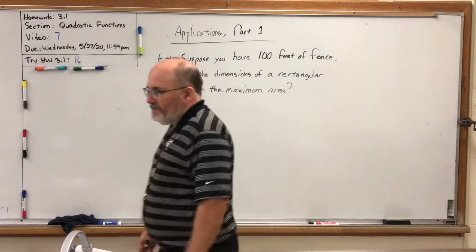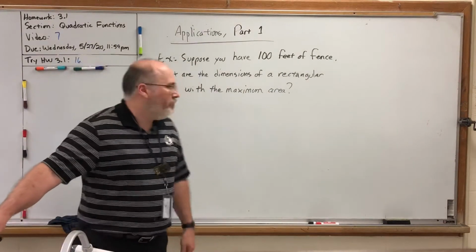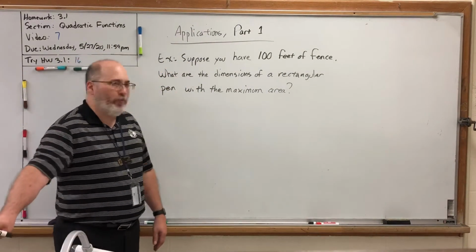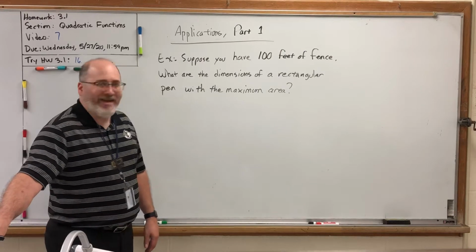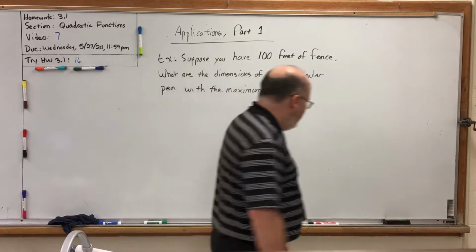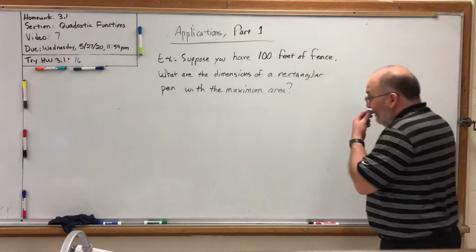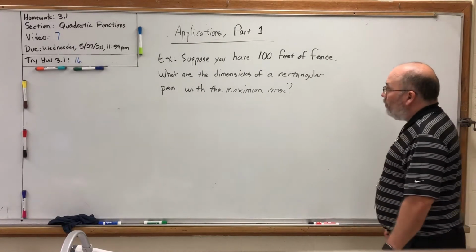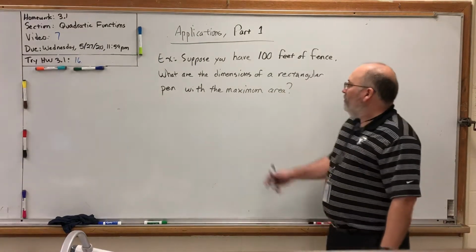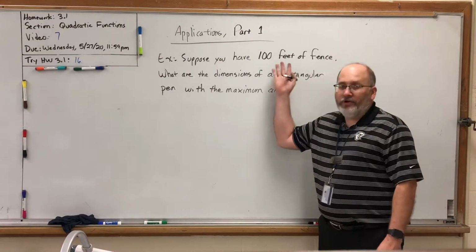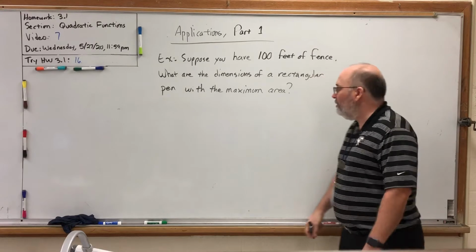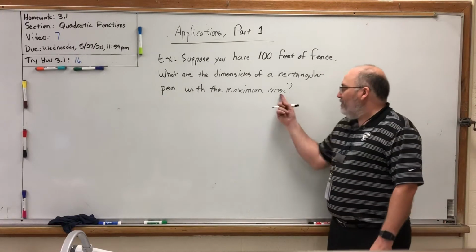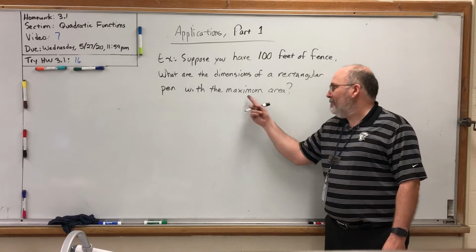Suppose you have 100 feet of fence. Why? Why not? And you're going to build a rectangular pen. What are the dimensions of a rectangular pen with the maximum area? Now, that's not a lot to go on. But we have two things that work to our advantage so far. We've got a known value called a constraint. We're working under the constraint that there's 100 feet of fencing. And we got another value that we're trying to maximize.